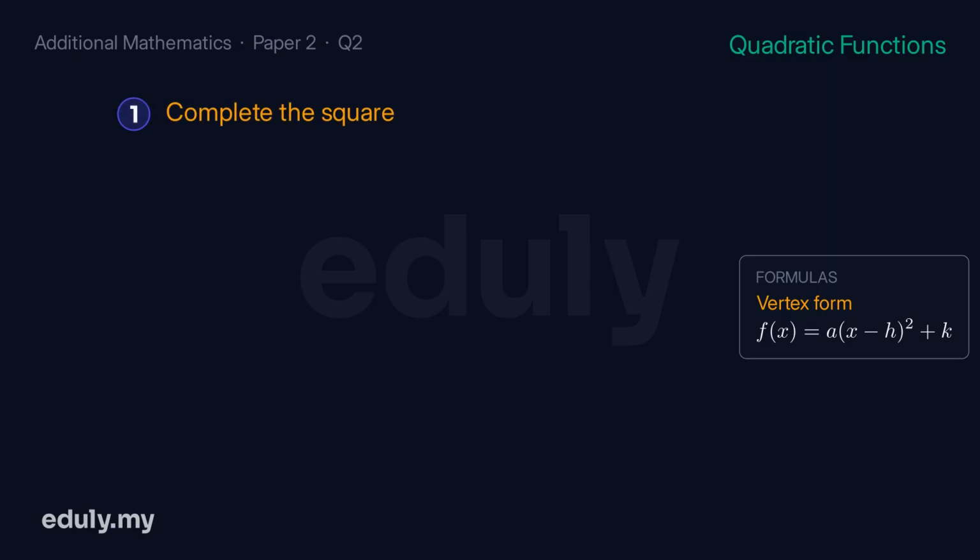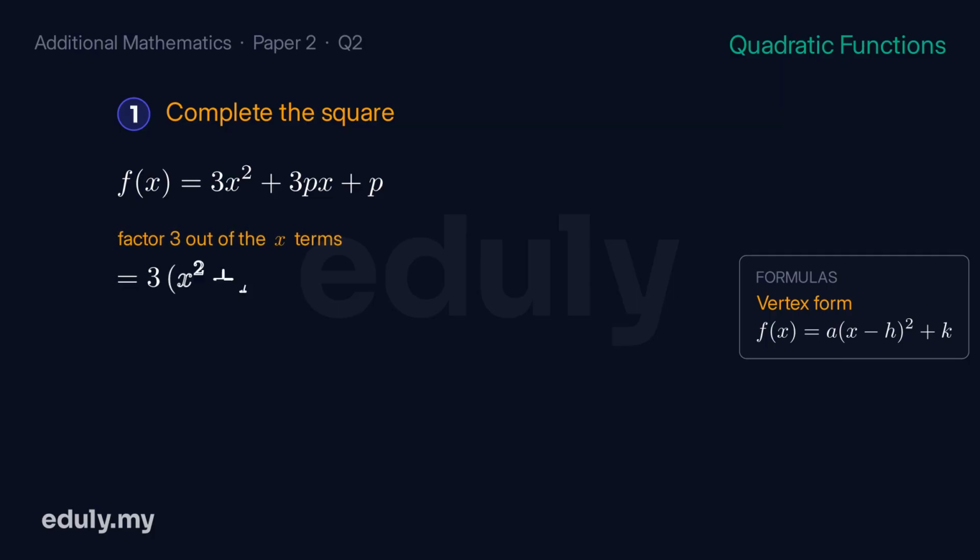Step 1. Let us complete the square on f of x. This is the original function. First, factor the 3 out of the x terms only, leaving the lone p outside. Now take half of the middle coefficient, that is half of p, which is p over 2. Then square it to get p squared over 4.